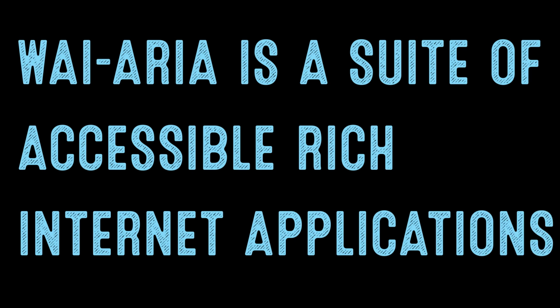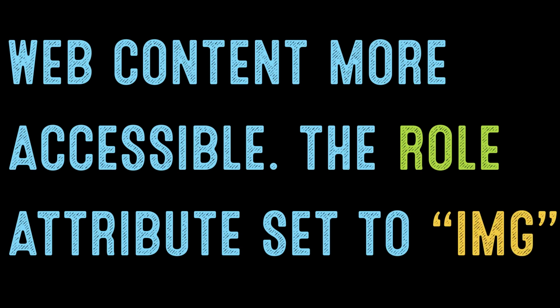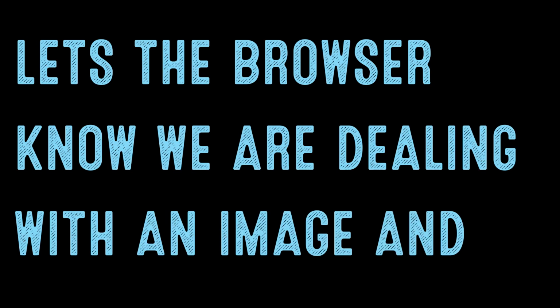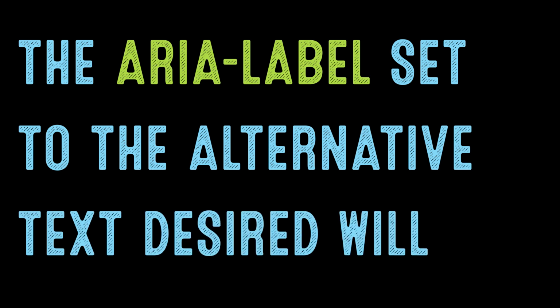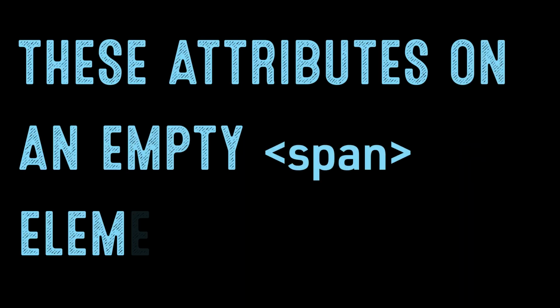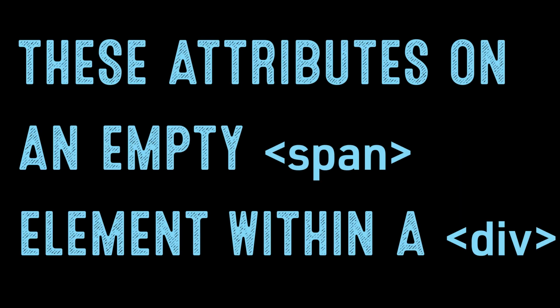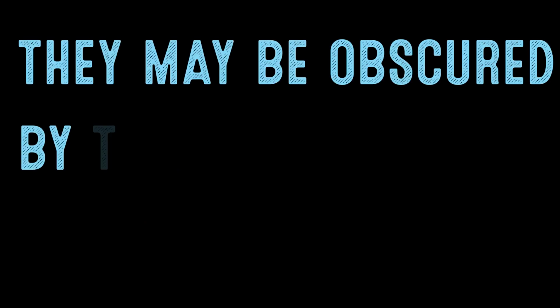WAI-ARIA is a suite of accessible rich internet applications developed by the Web Accessibility Initiative to make web content more accessible. The role attribute set to image, img, lets the browser know we are dealing with an image, and the ARIA label set to the alternative text desired will tell the browser the content of the image. It is best to set these attributes on an empty span element within a div element, because if there are other elements in the div, they may be obscured by the ARIA label.